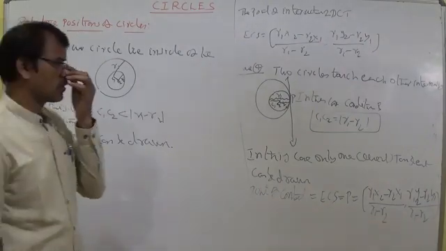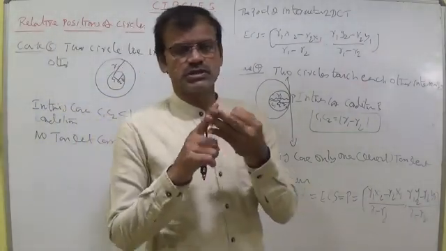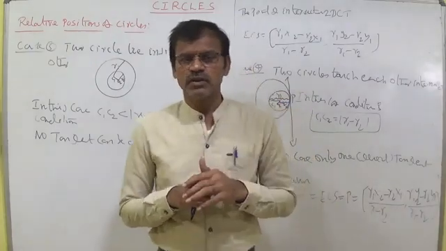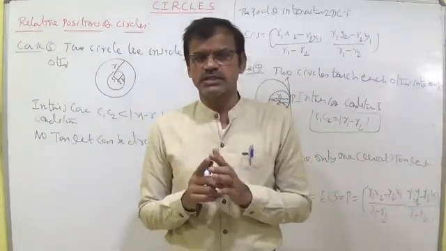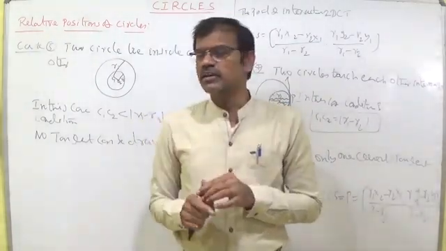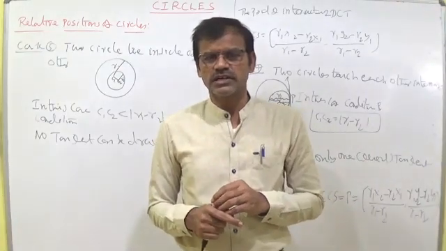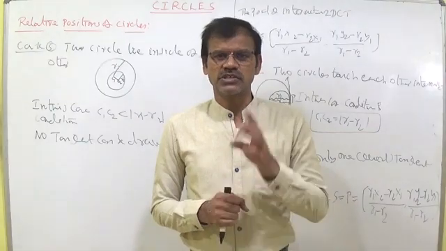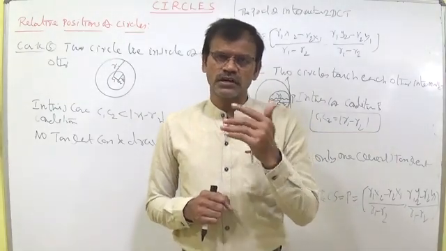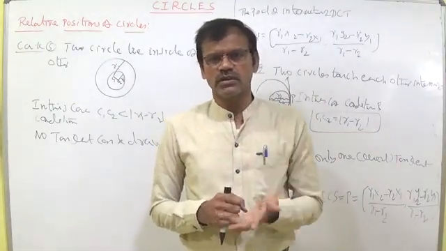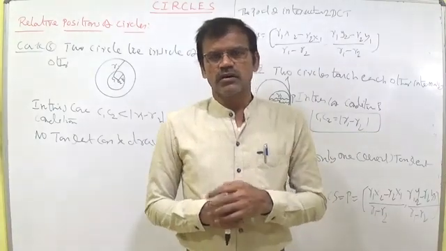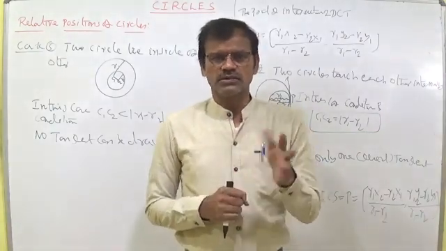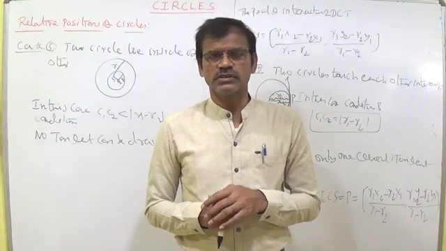So observe that there are 5 cases: case 1, case 2, case 3, case 4, case 5. For the first case, plenty of theory we have discussed. The condition is C1 C2 greater than R1 plus R2. Number of tangents equal to 4. Direct common tangents, 2 are there, and 2 transverse are there. Total 4 tangents can be drawn. ICS formula we have discussed, ECS formula we have discussed.